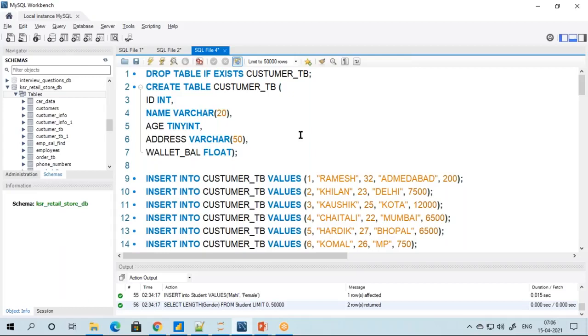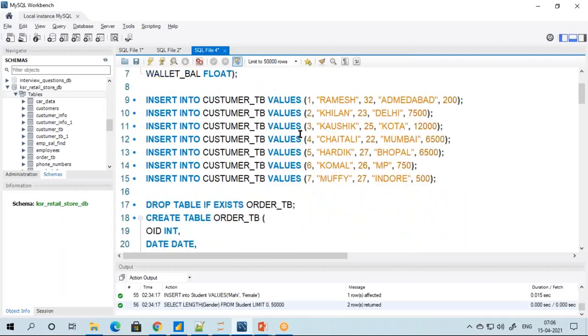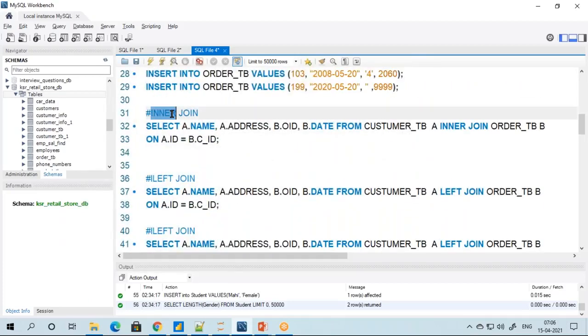Just say they ask you for two columns from this table and two columns from this table, and they ask only for the matching records. Always the best option is to go with inner join. Inner join takes a record from both tables, and it should be matching. It should be only matching.